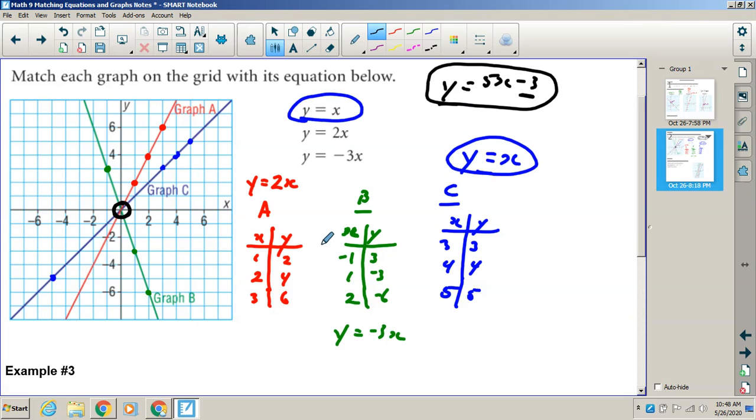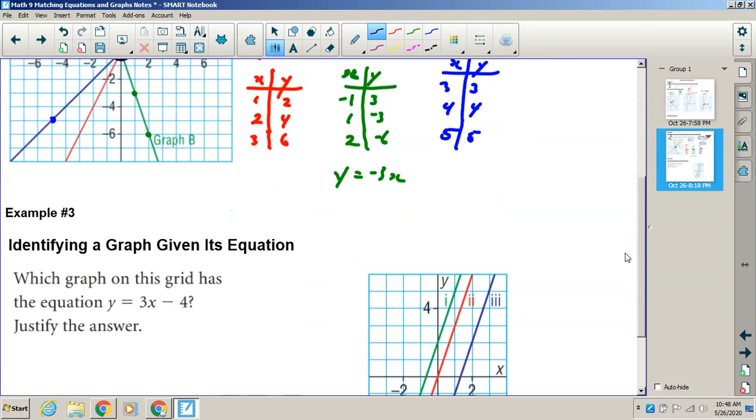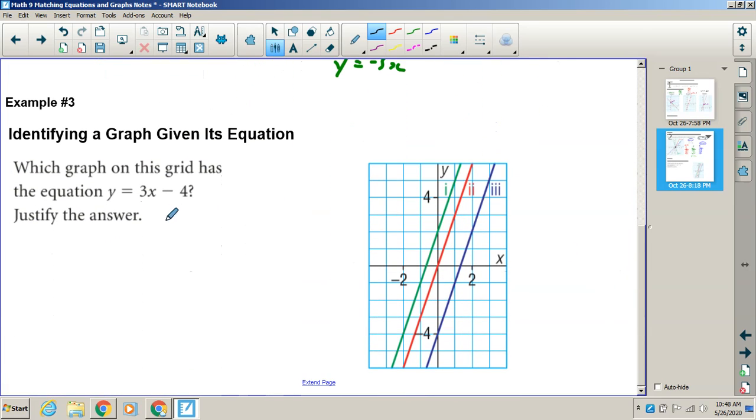But again, that's matching equations and graphs. Take your ordered pairs, plug them into your equation, and if they work, that matches them up. Test more than one point, and you should be good to go. Last example we'll do right here. I'm given 3 lines and 1 equation. I have to figure out which of these 3 lines match up with that equation.